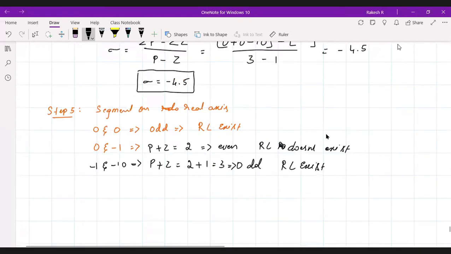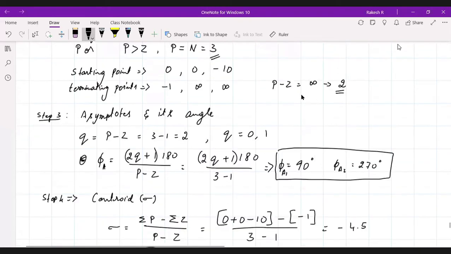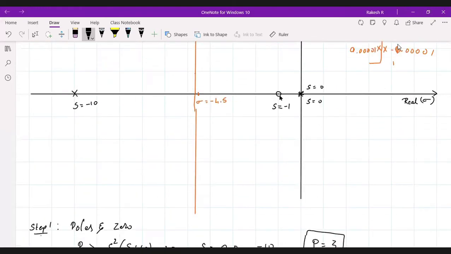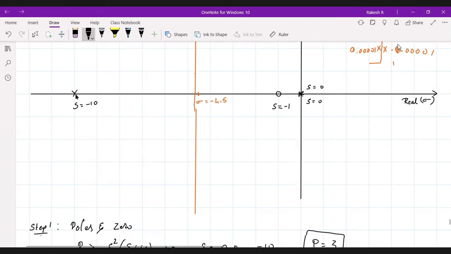So what we got? In between s is equals to 0 and s is equals to 0, the root locus exists, and in between s is equals to minus 10 and s is equals to minus 1, the root locus exists here. So if I draw the root locus, I shall take green color. See here, in between these two, the root locus is present.